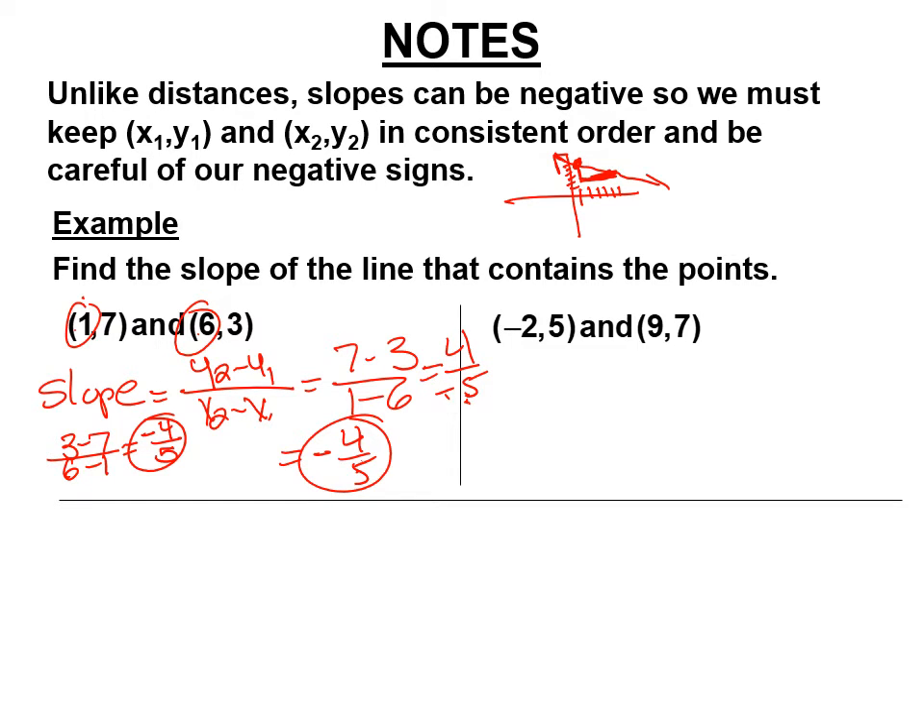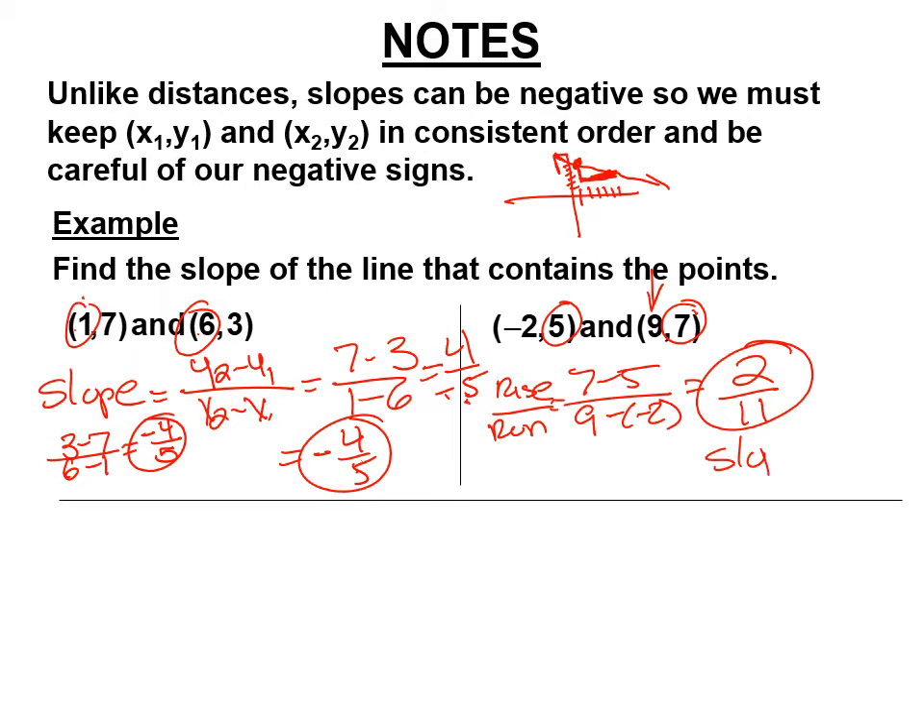All right, so try these two. The y coordinates are 7 and 5. Since I started with the 7, I've got to start with the 9 on the bottom. The x coordinates are 9 minus negative 2. So my rise is going to be 2. My run is going to be 9 minus negative 2, 11. And so the slope here is 2/11.